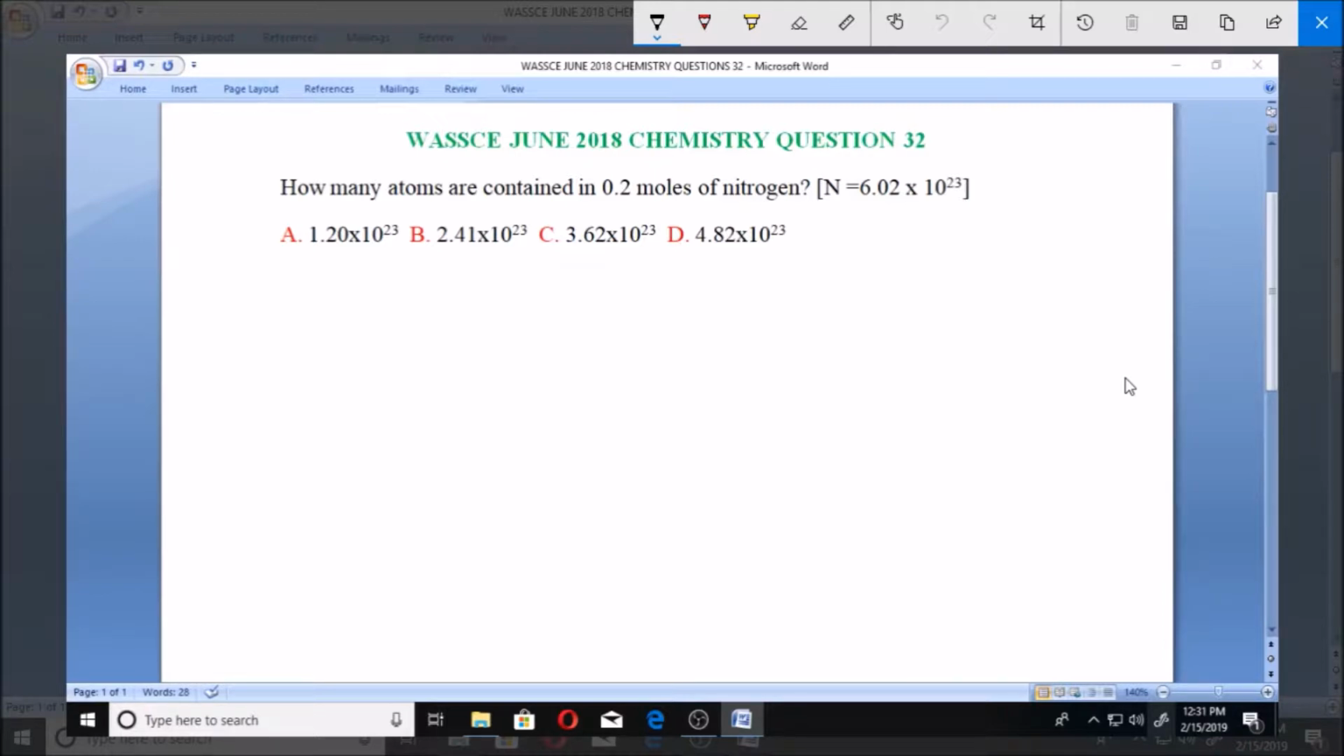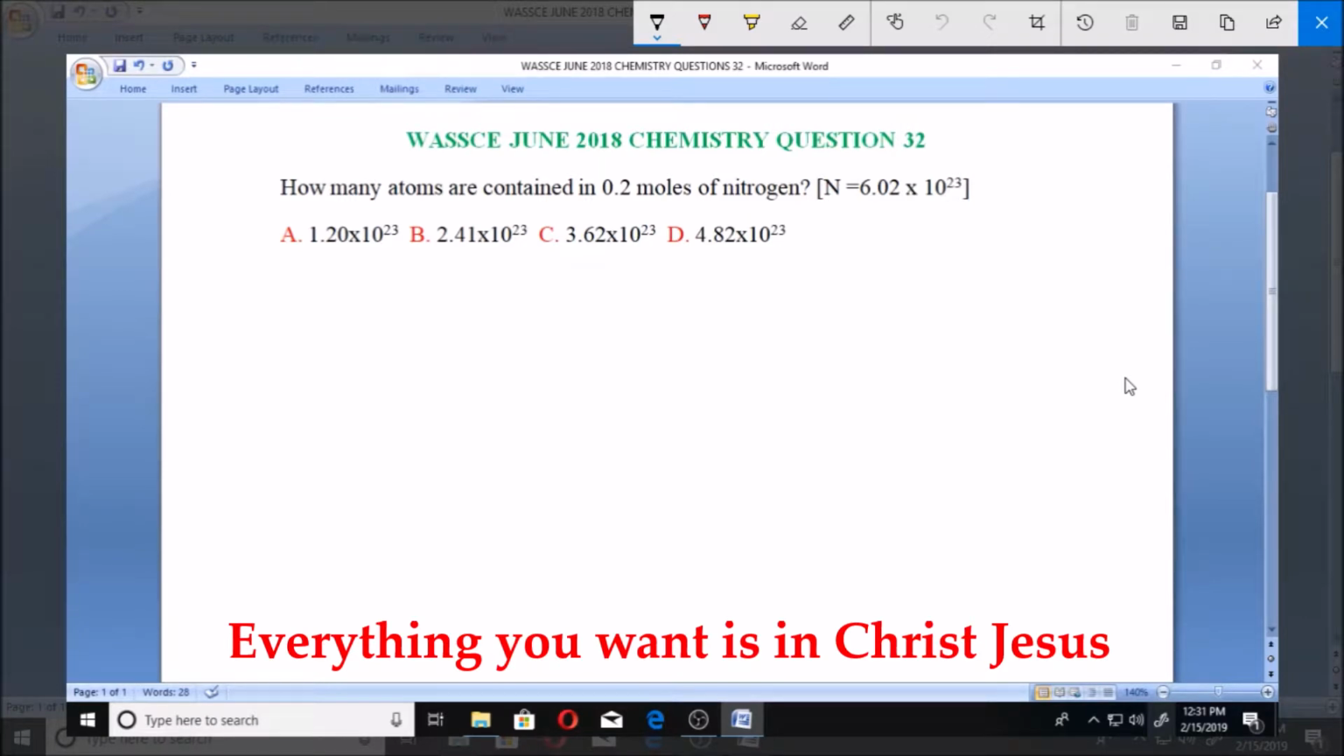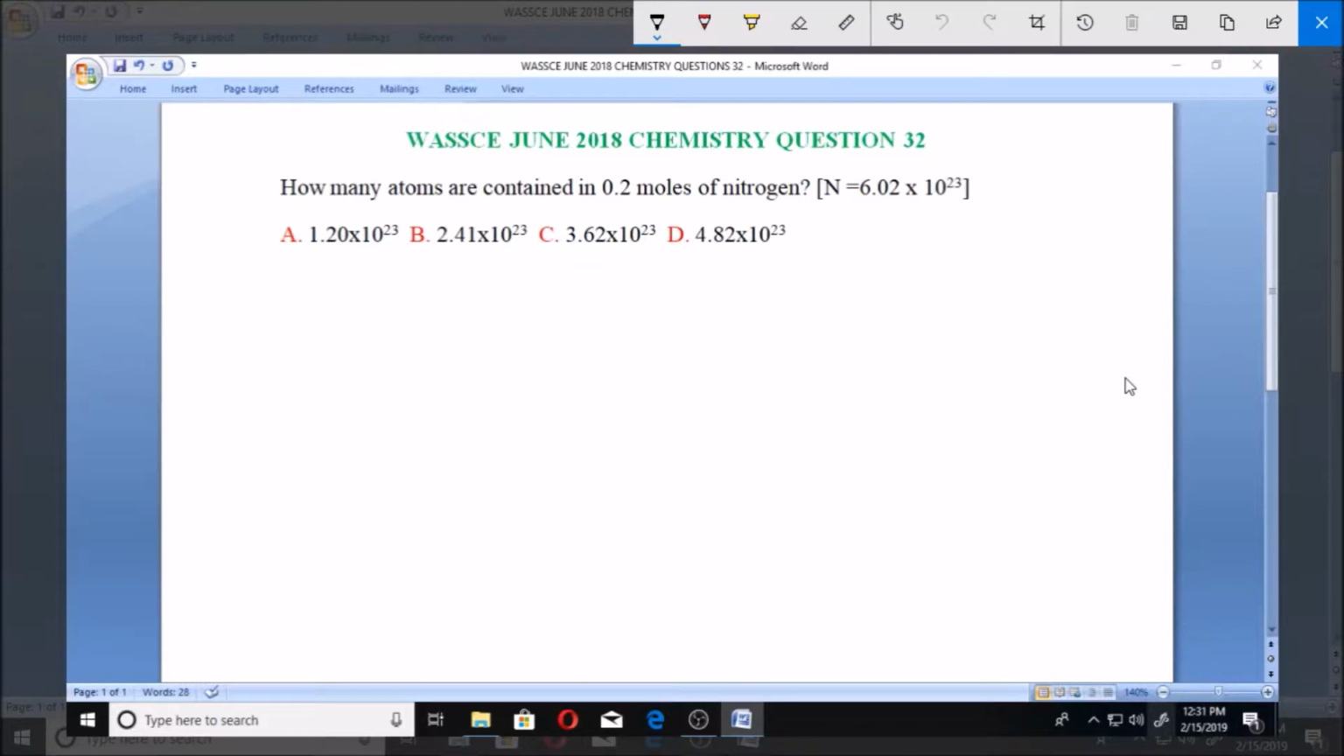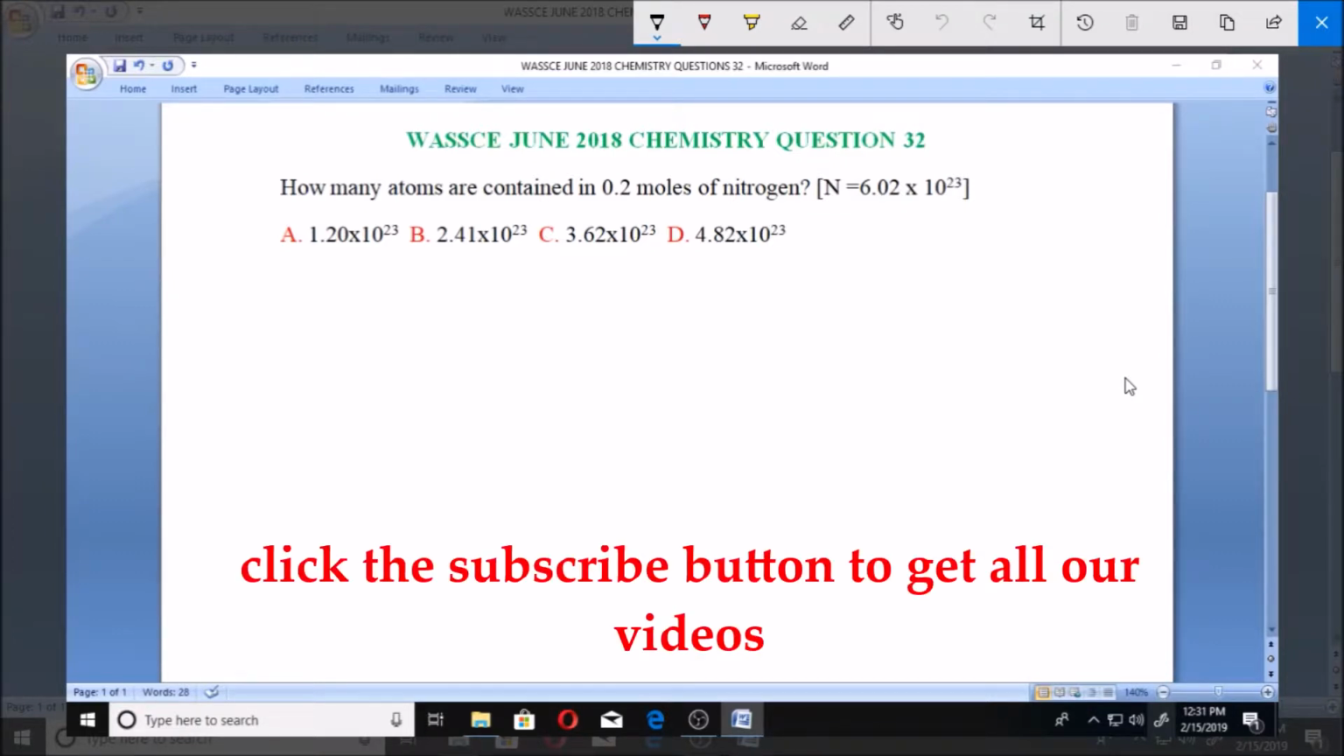A, 1.20 times 10 to the power 23. B, 2.41 times 10 to the power 23. C, 3.62 times 10 to the power 23. D, 4.82 times 10 to the power 23.